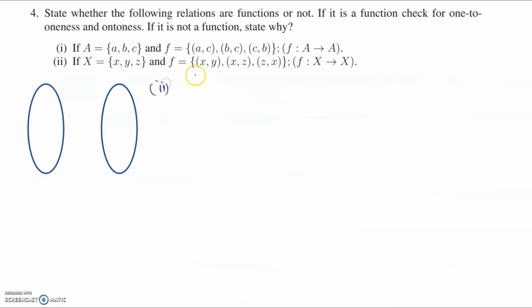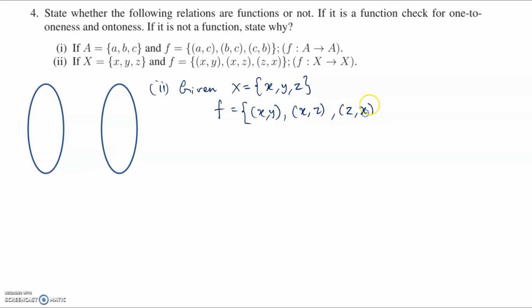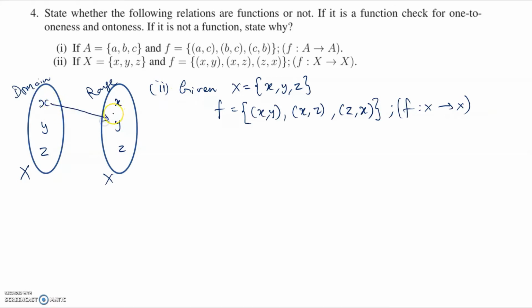Question number 2. So given X is equal to {x, y, z}, and the function f is equal to {(x, y), (x, z), (z, x)}, such that f maps from X to X. So you have X in the domain, and in the range also you have X. So the elements of X are x, y, and z. Now x is associated with y, and x is associated with z, and z is associated with x.